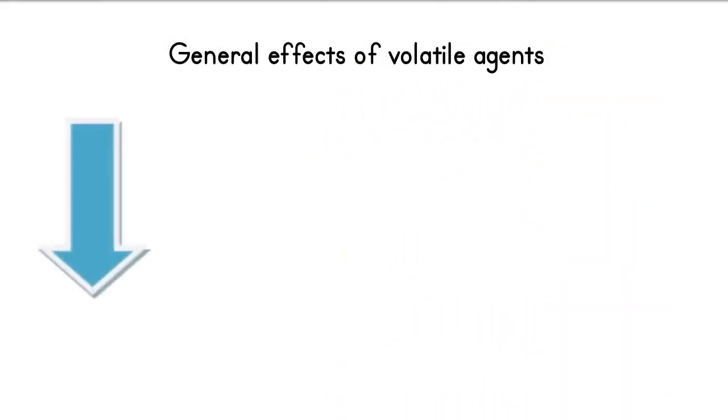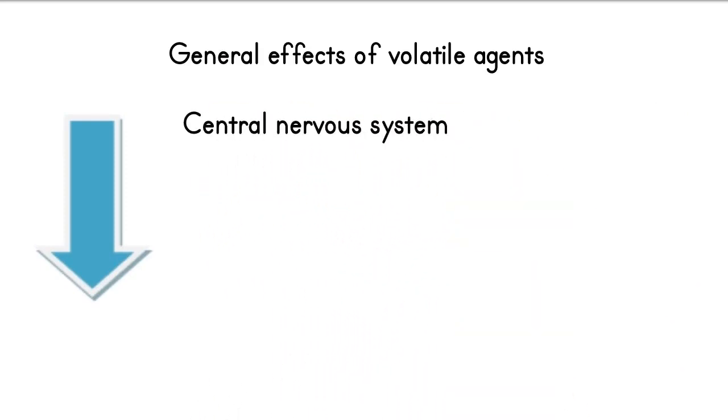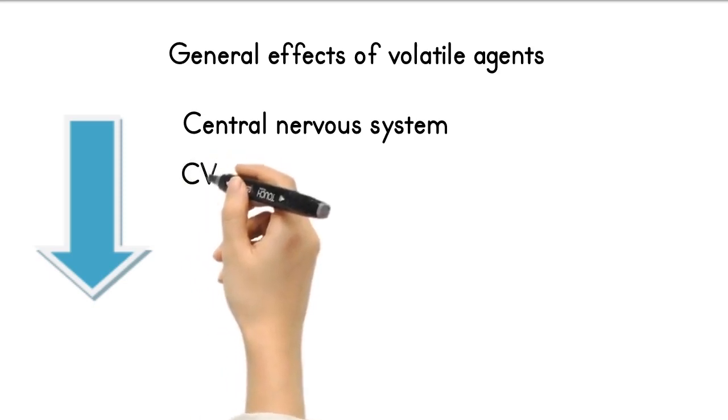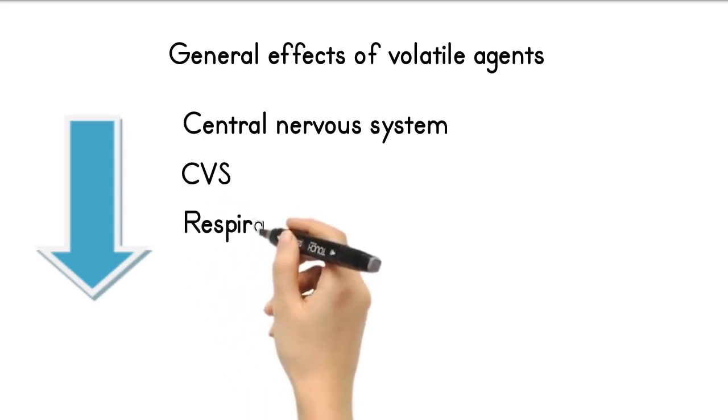Volatile agents are depressant. They cause central nervous system depression, loss of consciousness, loss of spinal reflexes in response to painful stimuli. They cause cardiovascular system depression. Hypotension can be significant, particularly if the patient's taking antihypertensive drugs or if they have a shock state, sepsis, hemorrhage, cardiac failure. The hypotension is mediated mainly by a reduction in systemic vascular resistance, but there also is some reduction in myocardial contractility also. They're respiratory depressants.